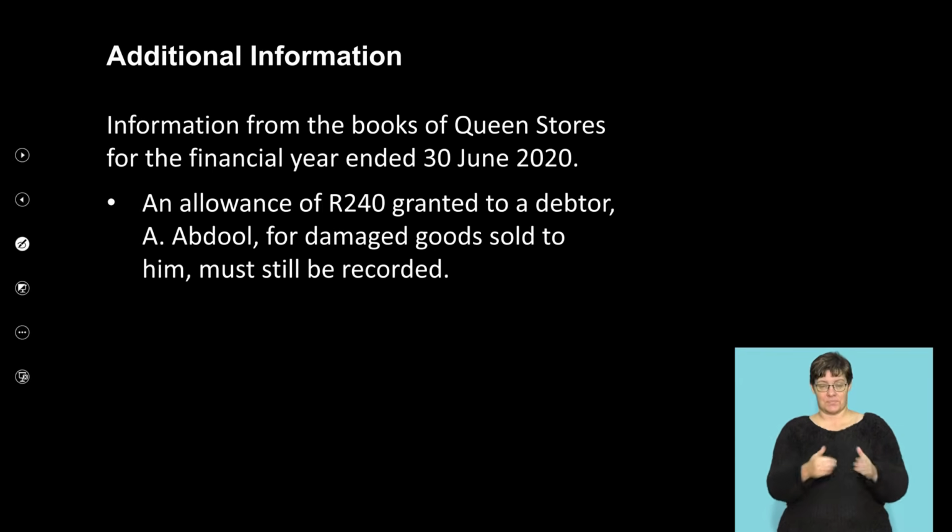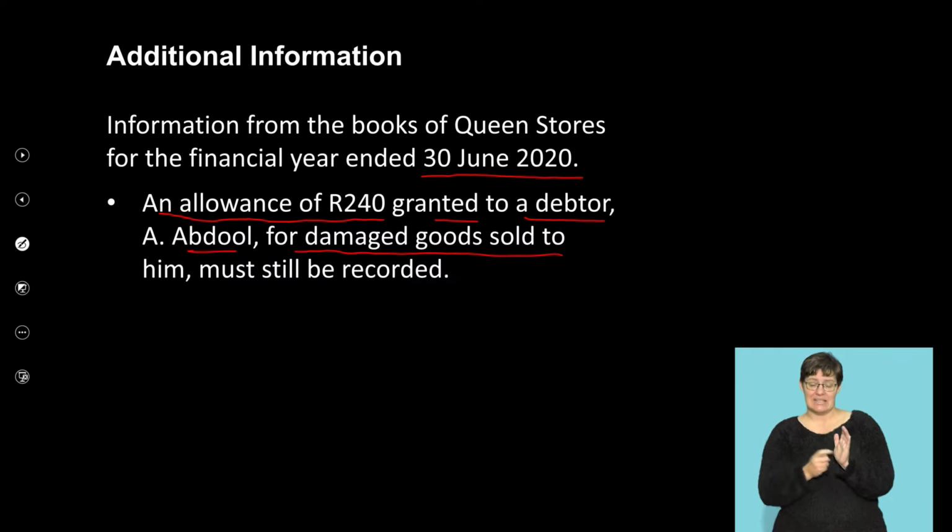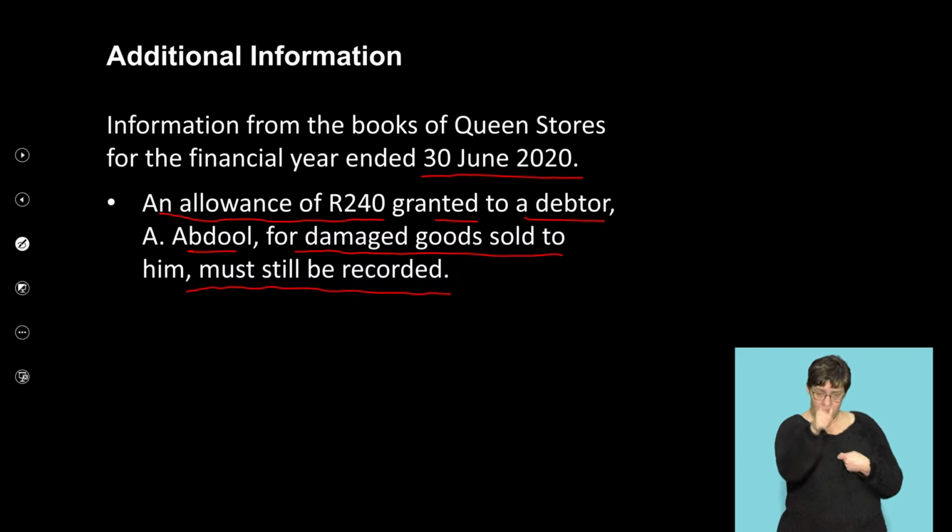Here we have information from the books of Queen Stores for the financial year end 30th of June 2020. An allowance of 240 Rand granted to a debtor, A. Abdul, for damaged goods sold to him must still be recorded.